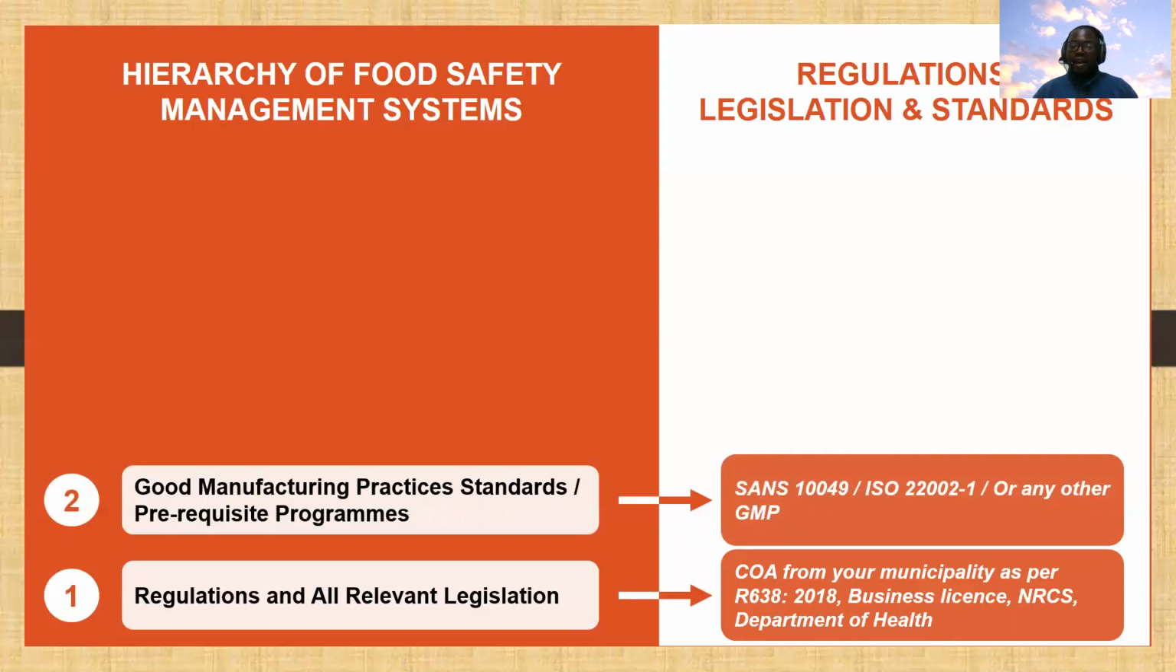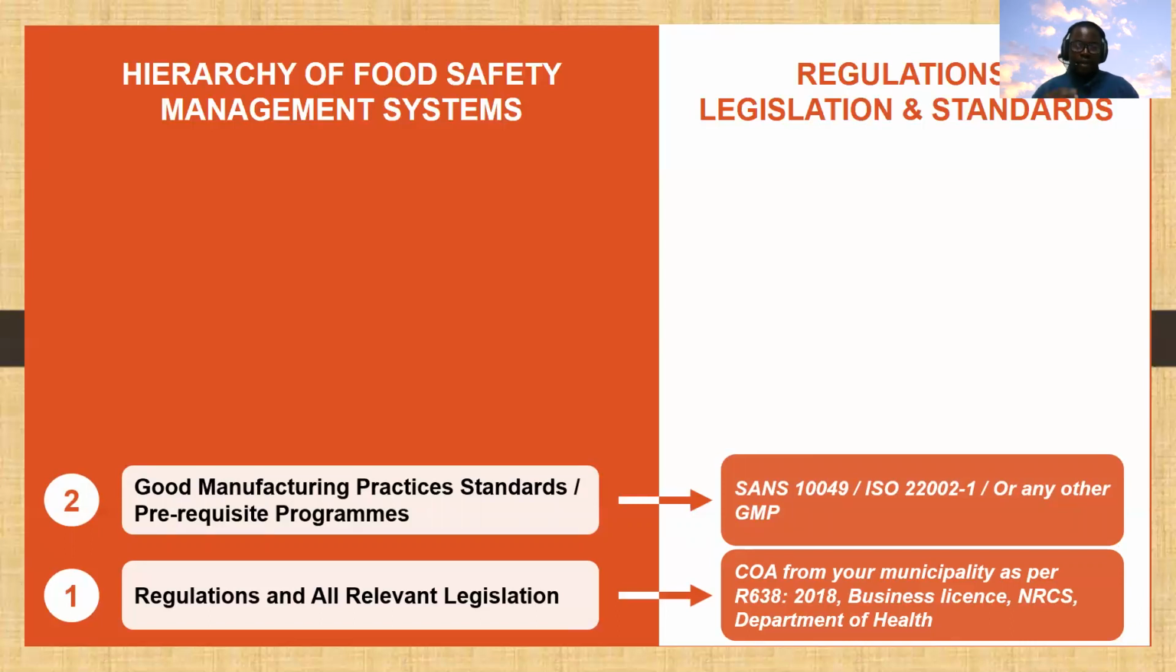The standards that cover GMPs in detail are the South African National Standard 10049, as well as another GMP standard, ISO 22002 Part 1, or you could use any other good manufacturing practice standard to implement additional GMPs. So basically, good manufacturing practices are the practices that you'll implement in your facility that will contribute to the production of a safe food.